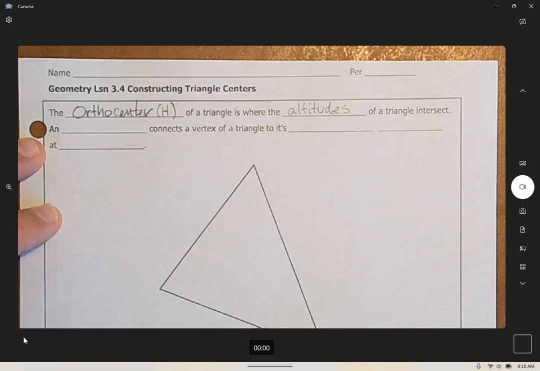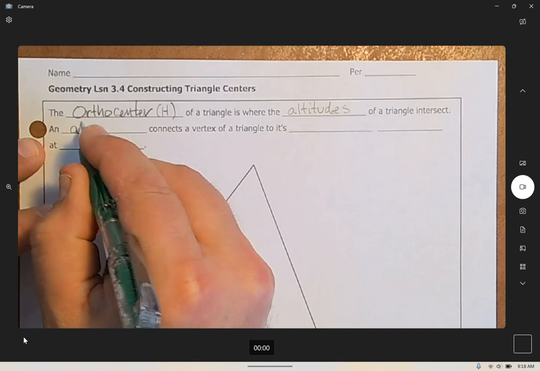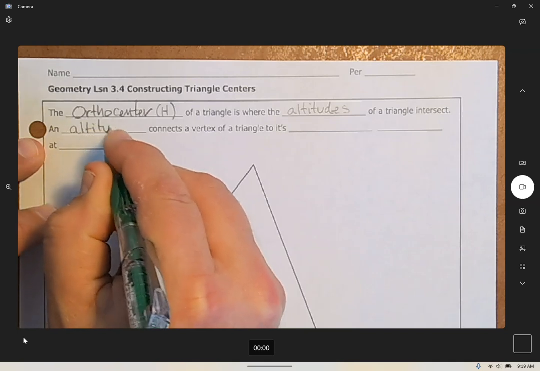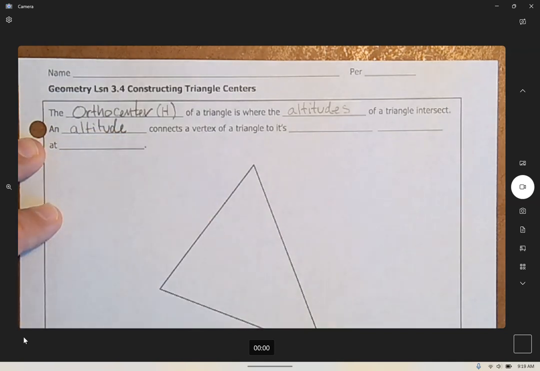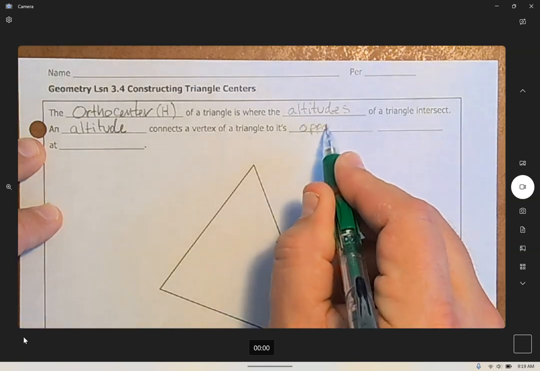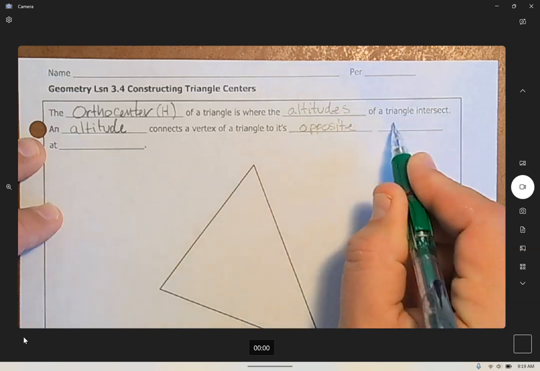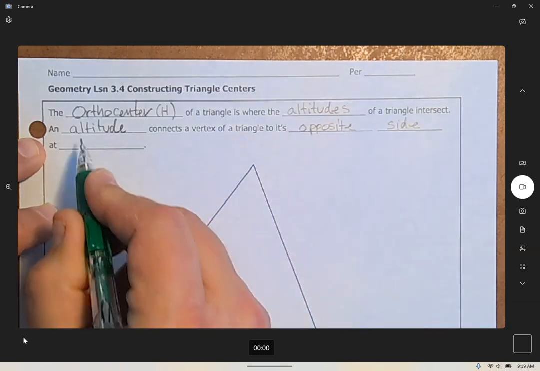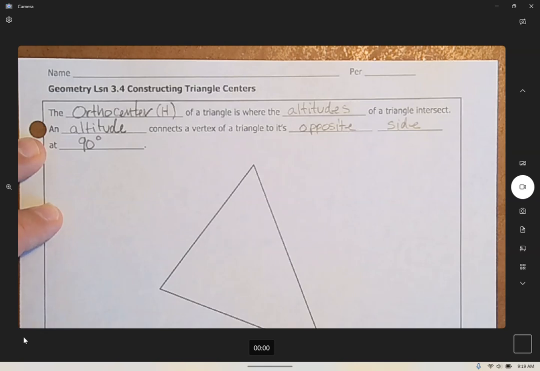So another new line name in a triangle, an altitude. All right, so what is an altitude? An altitude connects a vertex of a triangle to its opposite side at 90 degrees. So these are your height lines. Like this is what we would need to find the area of a triangle. We would need a line that connects to its opposite side at 90 degrees.